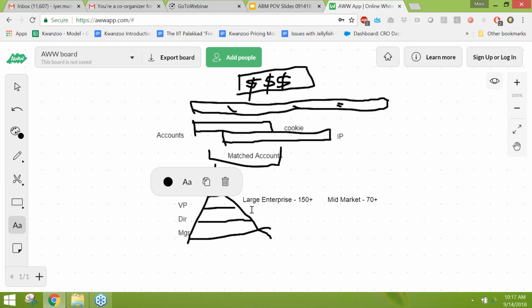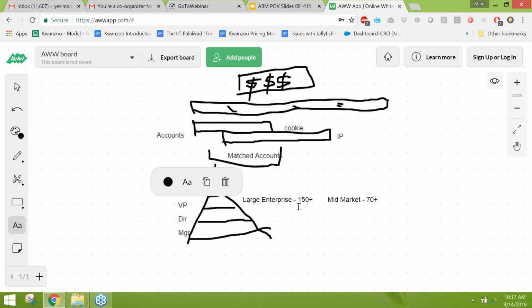Now, remember, this doesn't mean there are 150 VPs in that organization. On average, you'll see anywhere from 3 to 4 or maybe 3 to 5 different online cookies for the same individual because they're using multiple devices. But you get a sense.